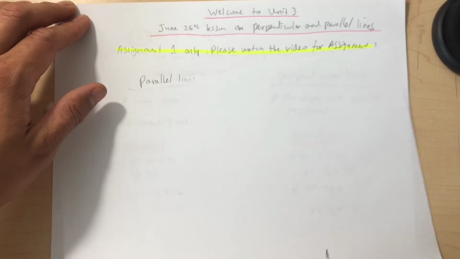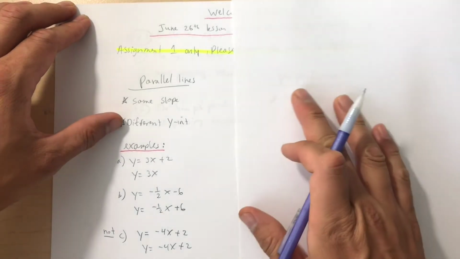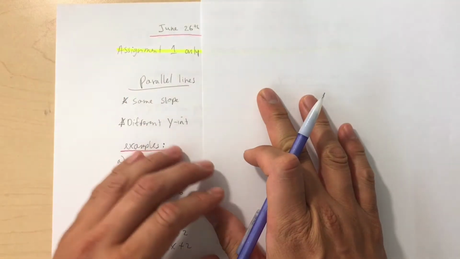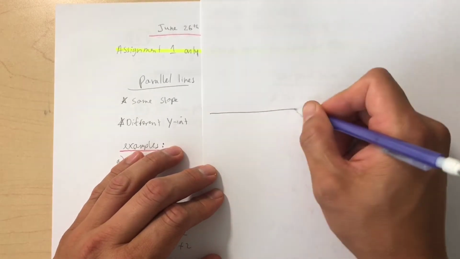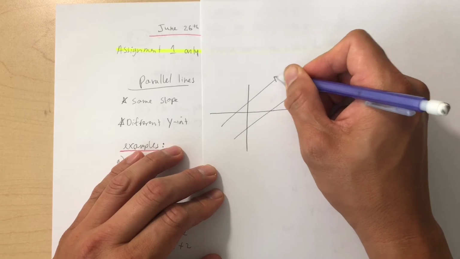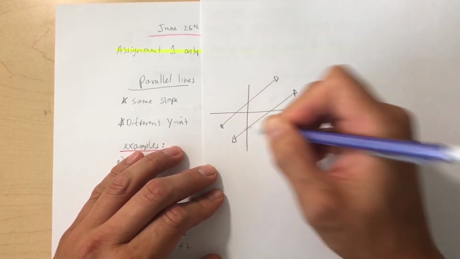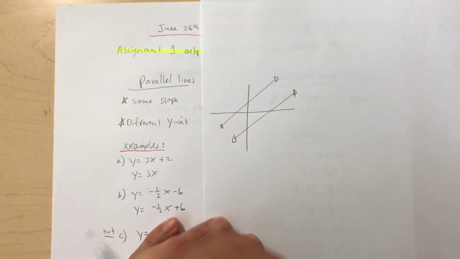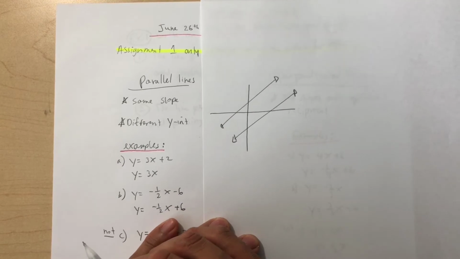Let's talk about parallel lines first. Parallel lines just means two lines on a graph that go the same direction. That means they would never meet, all right? So that's parallel lines. So how do you know if two graphs are going to be parallel?